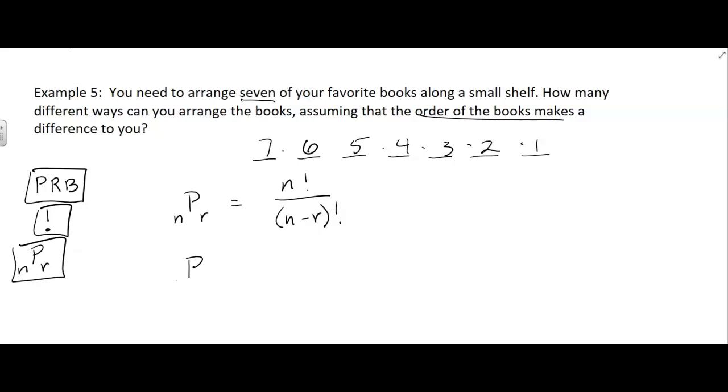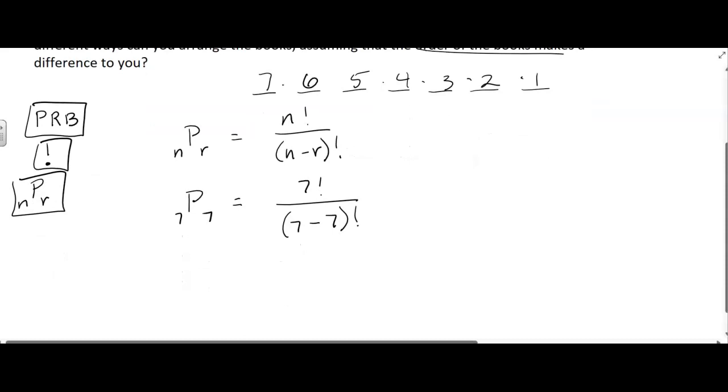How many things do we have? 7. And we're going to put all 7 books on the shelf. So we're taking 7 at a time. What does that look like? 7 factorial over 7 minus 7 factorial. Well, what's 7 minus 7?